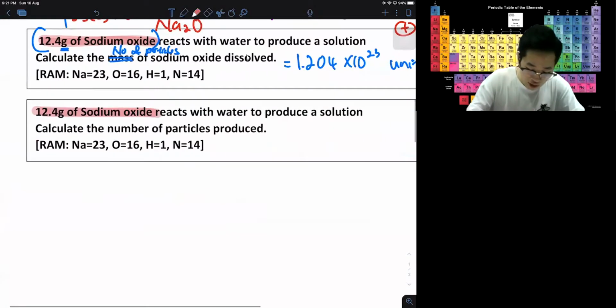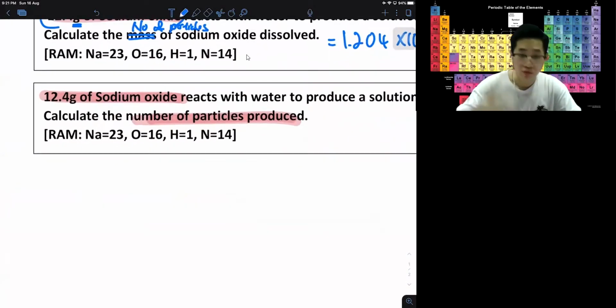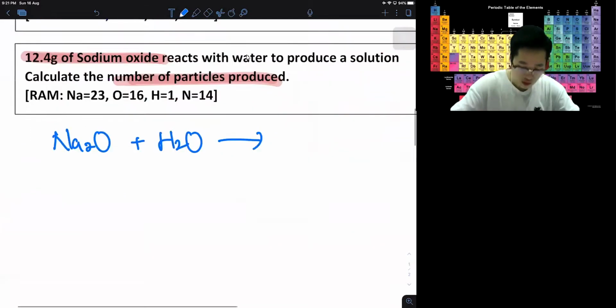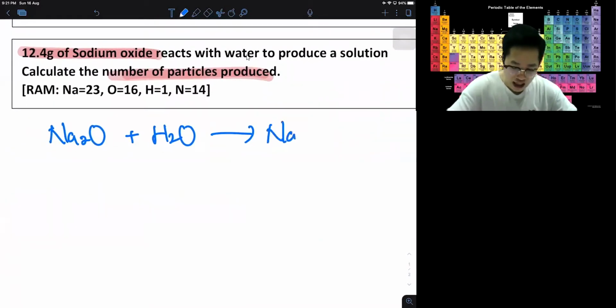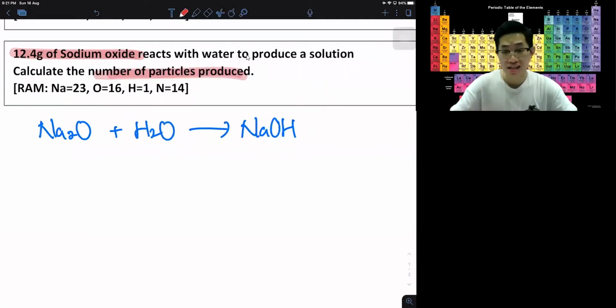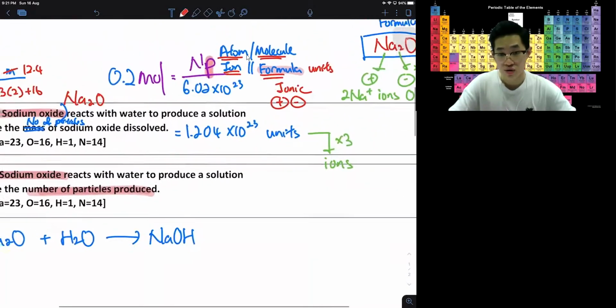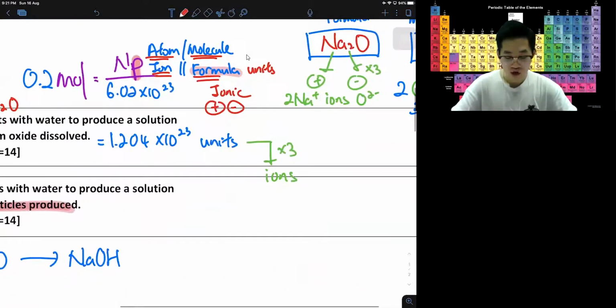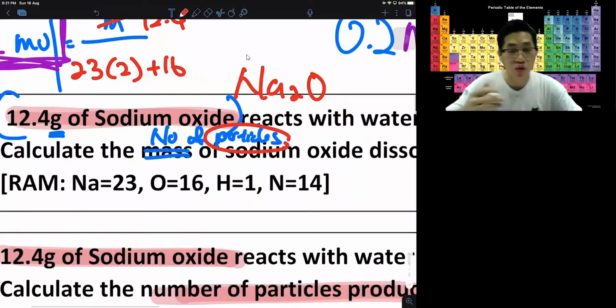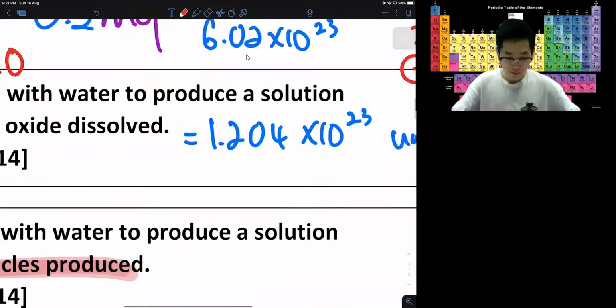Sodium oxide, I want to find the number of particles produced. So now this is what I do. Na2O plus H2O will get NaOH. Balance the equation. Yes, so now if you want to find ions, but in this question they use the word particles. Particles can be anything, so I can just state it as the unit.